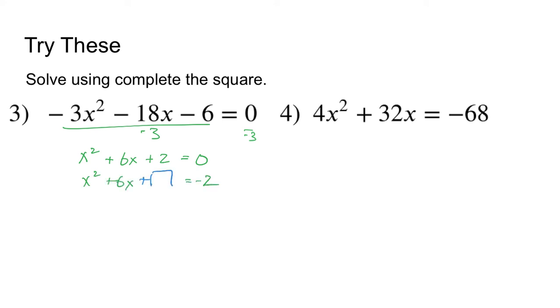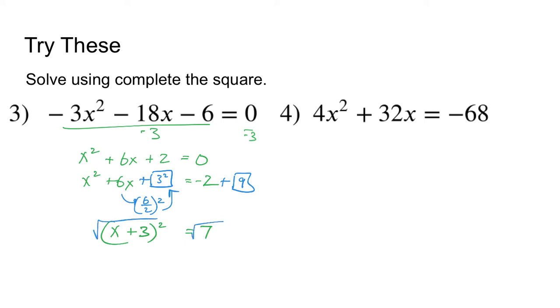I'll say, what's in the box? It's always that 6 divided by 2 squared. So that means 3 squared will go there, which is 9. So that turns into x plus 3 squared equals negative 2 plus 9, which is 7.